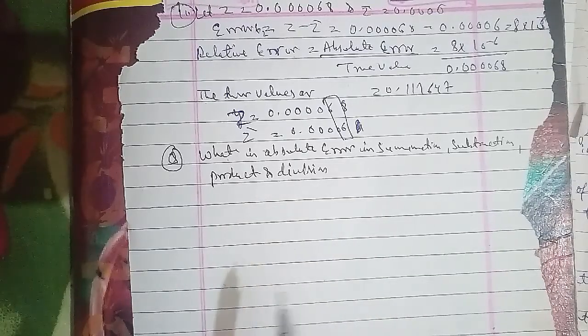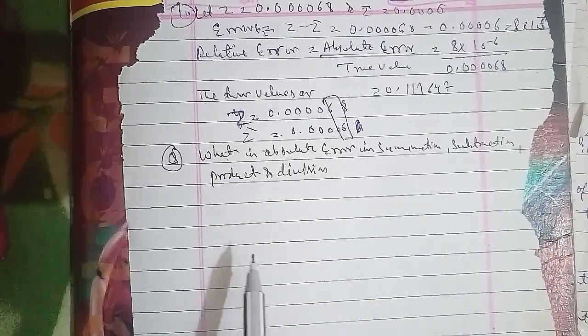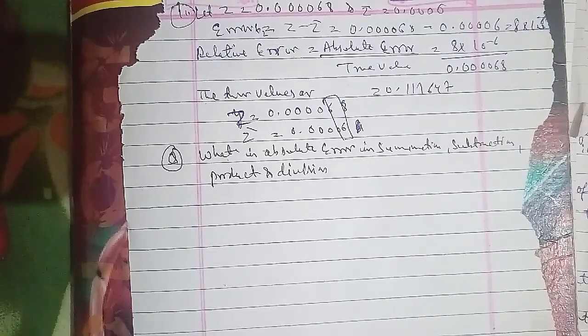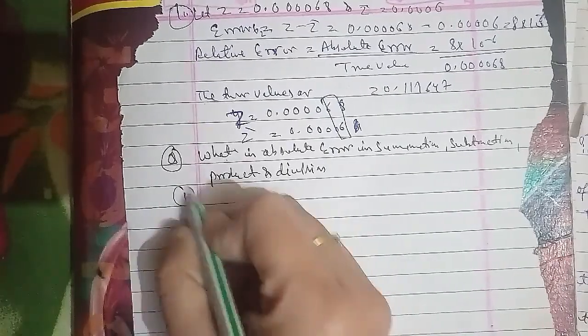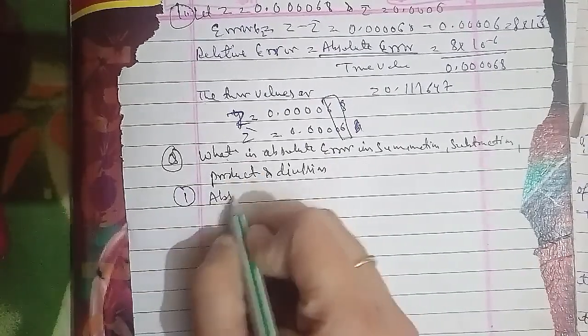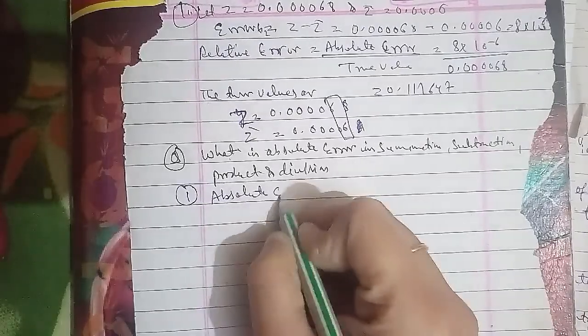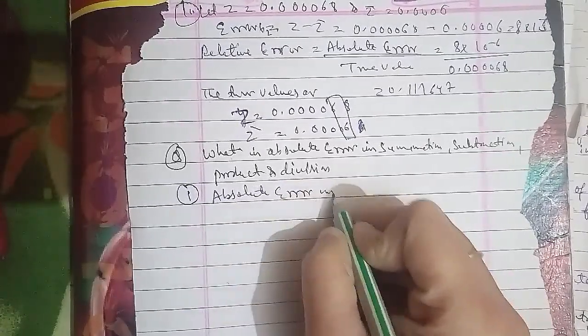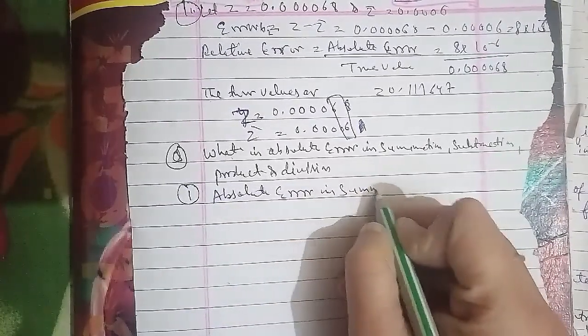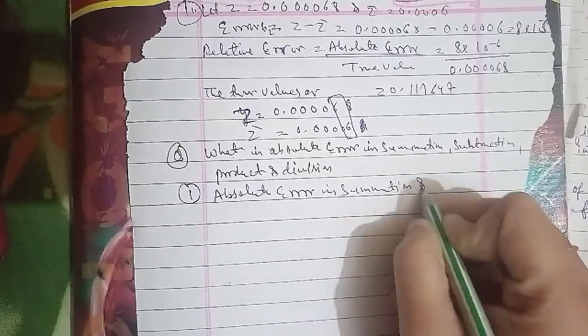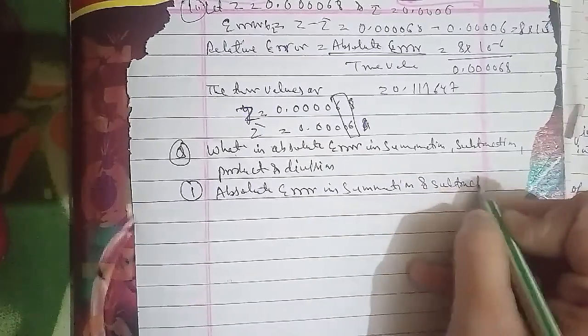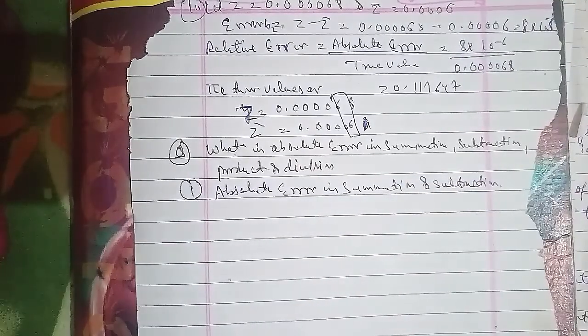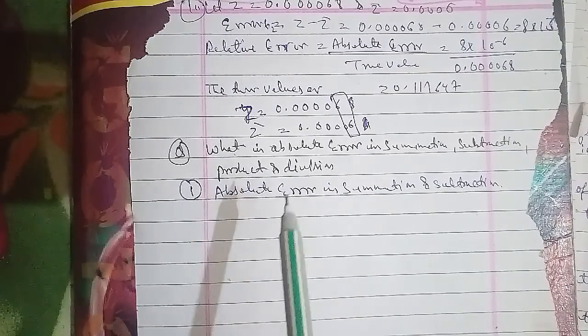Let EA1, EA2, EA3 and EAN be the absolute errors in n numbers. Then the absolute error of the addition or subtraction of these numbers is given as EA equals EA1 plus EA2 plus EA3 plus EAN. Now we talk about the second one, absolute error in product.